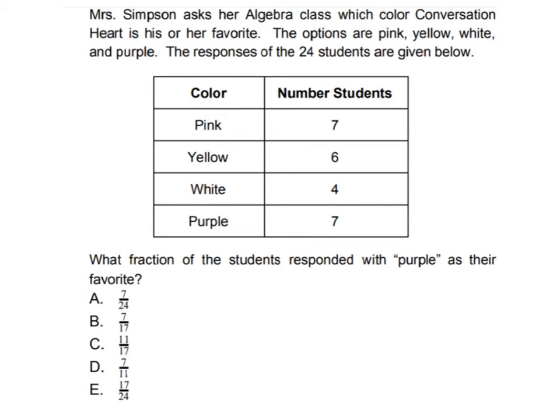The next example says Mrs. Simpson asked her algebra class which color conversation heart is his or her favorite. The options are pink, yellow, white, and purple. The responses of the 24 students are given below. Our total is going to be 24, so that's important. What fraction of the students responded with purple as their favorite? So we have 7 people that said purple, 24 students, 7 out of 24. A.